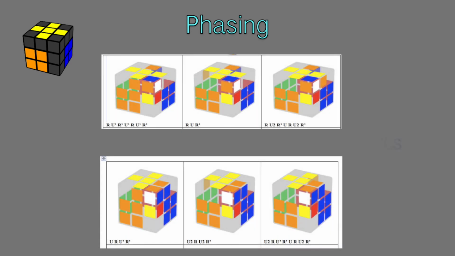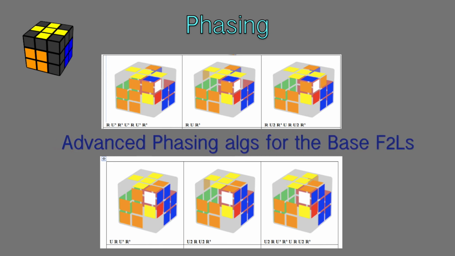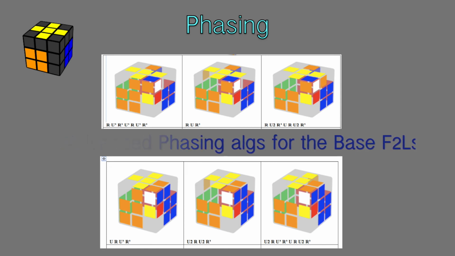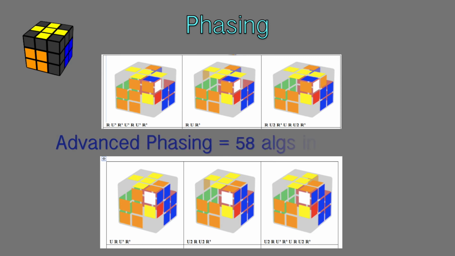In this video, I'll only be talking about advanced phasing because standard phasing adds an extra look while setting up to a base F12, and that can be avoided very quickly. In advanced phasing, there are 3 different phasing algorithms for each F12 case. So in total, that makes around 58 algorithms. So no setup moves or extra look is required. That's why I think this is the best way to go.